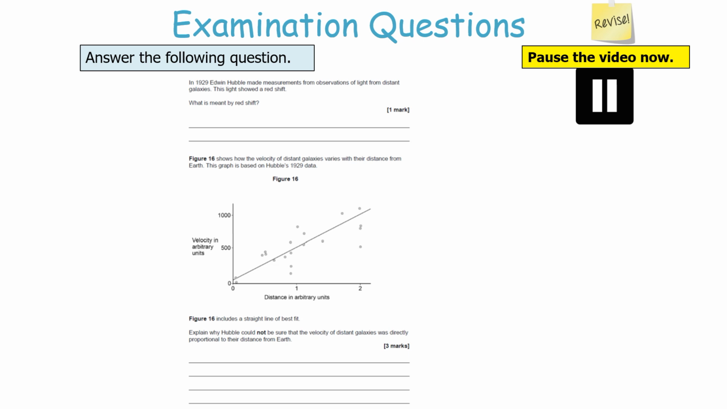Figure 16 includes a straight line of best fit. Explain why Hubble could not be sure that the velocity of the distant galaxies was directly proportional to the distance from the Earth. So pause the video now, then unpause the video when you want to go through your answer.